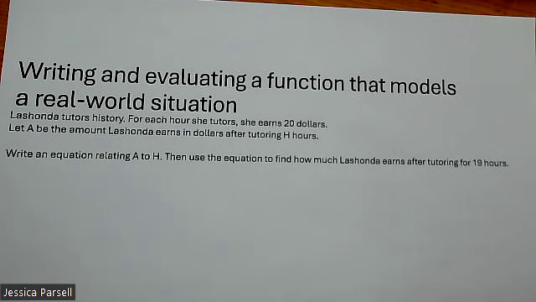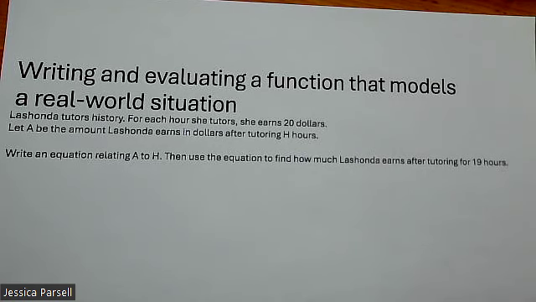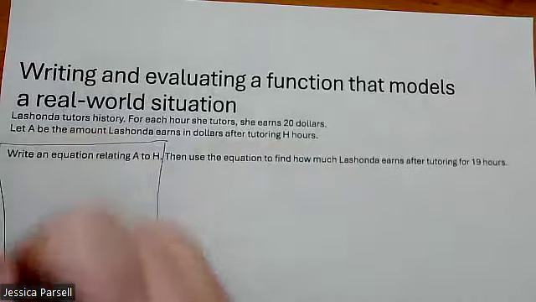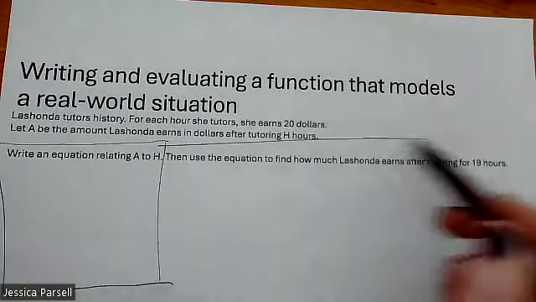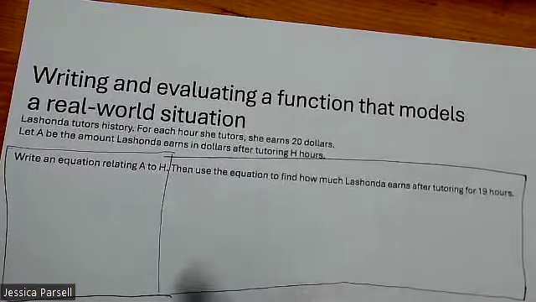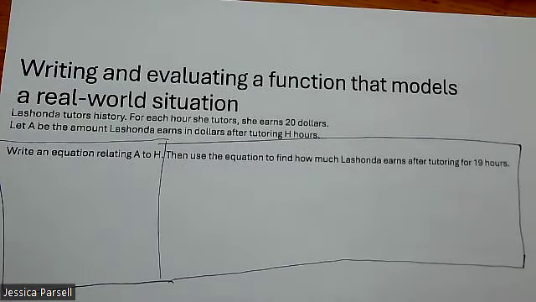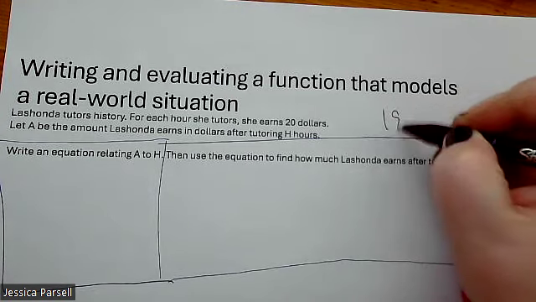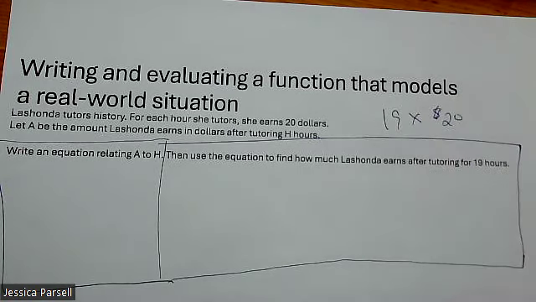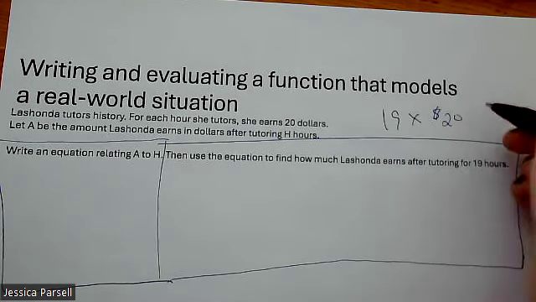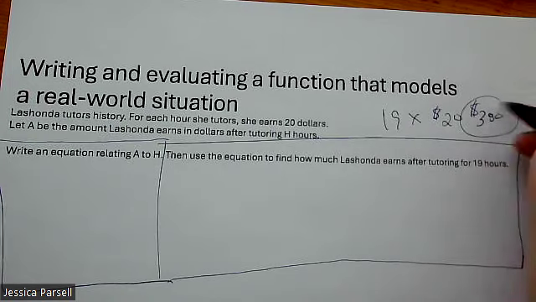For each hour she tutors, she earns $20. Let A be the amount that LaShonda earns in dollars after tutoring H hours. Write an equation relating A to H. Then use the equation to find out how much LaShonda earns after tutoring for 19 hours. Okay, so if you didn't do any algebra at all, how would you figure out what LaShonda's paycheck should be if she tutored history for 19 hours? Well, you would do 19 times $20, right? So $20 times 19, and my calculator says $380. So we could do this without any algebra.